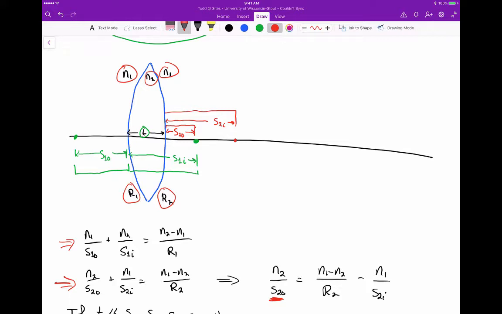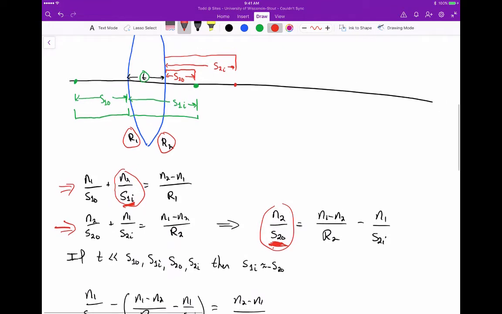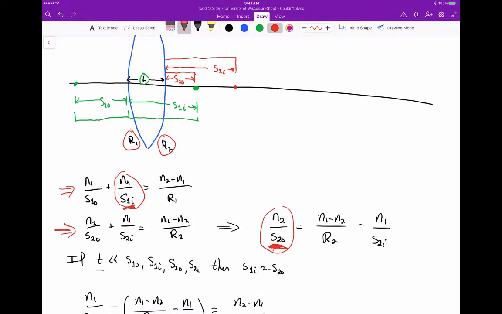And here's the reason why. This is going to get plugged in for this because the location of the image from the first surface becomes the object of the second. And so we're going to go ahead and combine those two together. The other thing I'm going to assume is that the thickness of the lens is much, much less than any of the other distances involved. This is why it's called a thin lens.